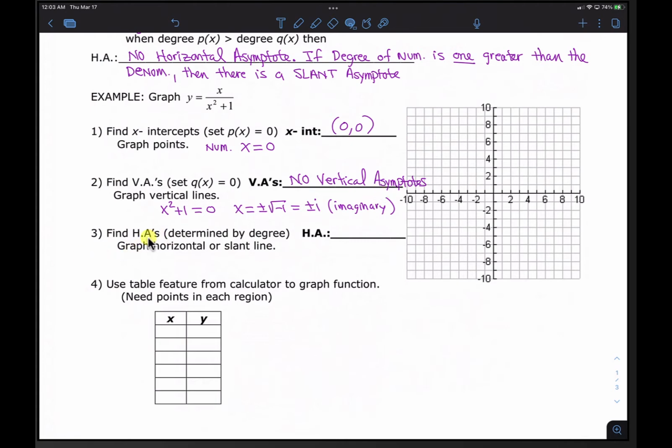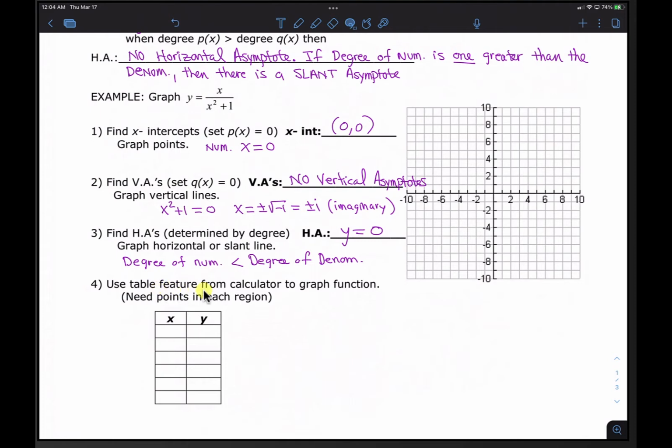Okay, now we're going to find the horizontal asymptotes. That's determined by the degree. First we notice that the degree of the numerator, which is first power or 1, is less than the degree of the denominator, because the denominator's degree is 2. So the degree of the numerator, 1, is less than the degree of the denominator, 2. When that happens, as we read above, your horizontal asymptote is y equals 0.